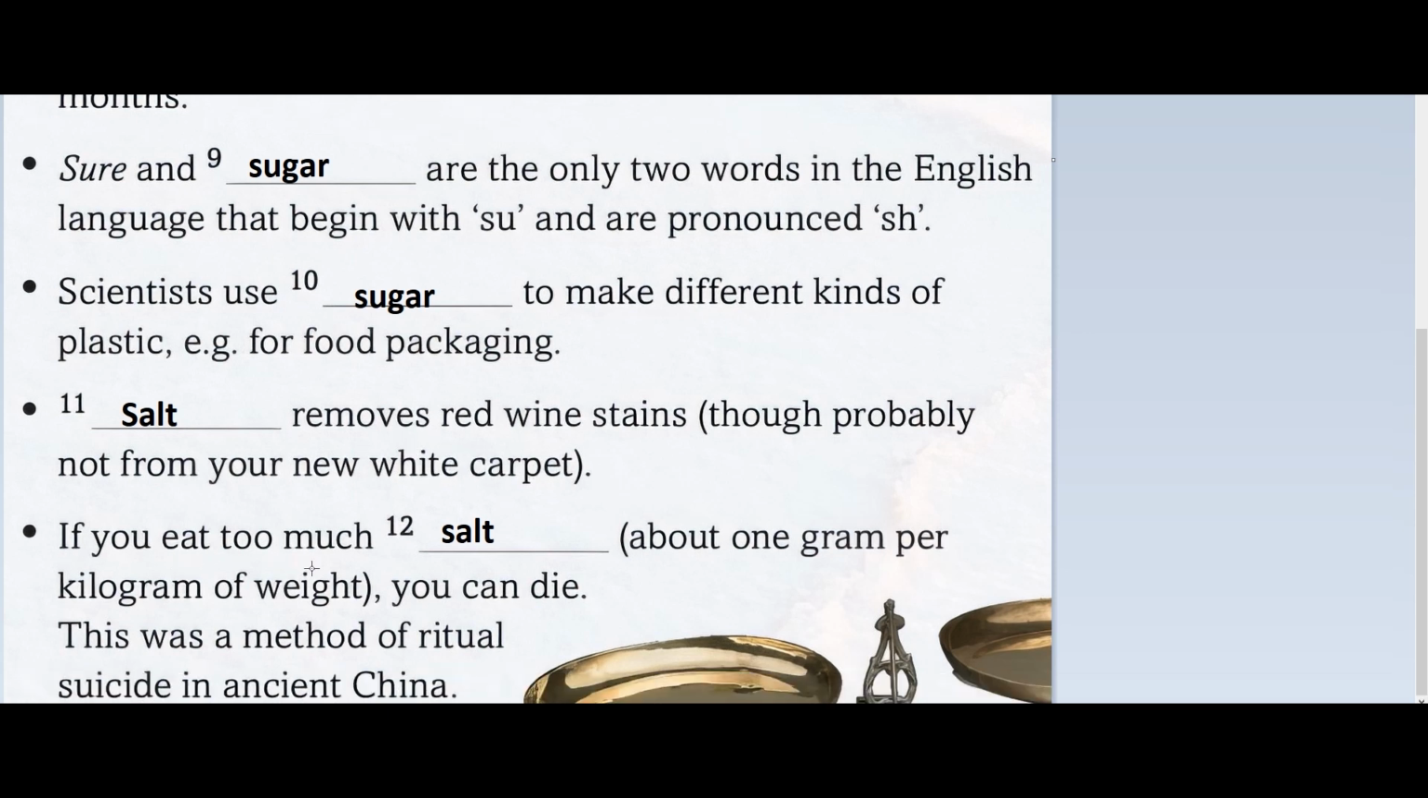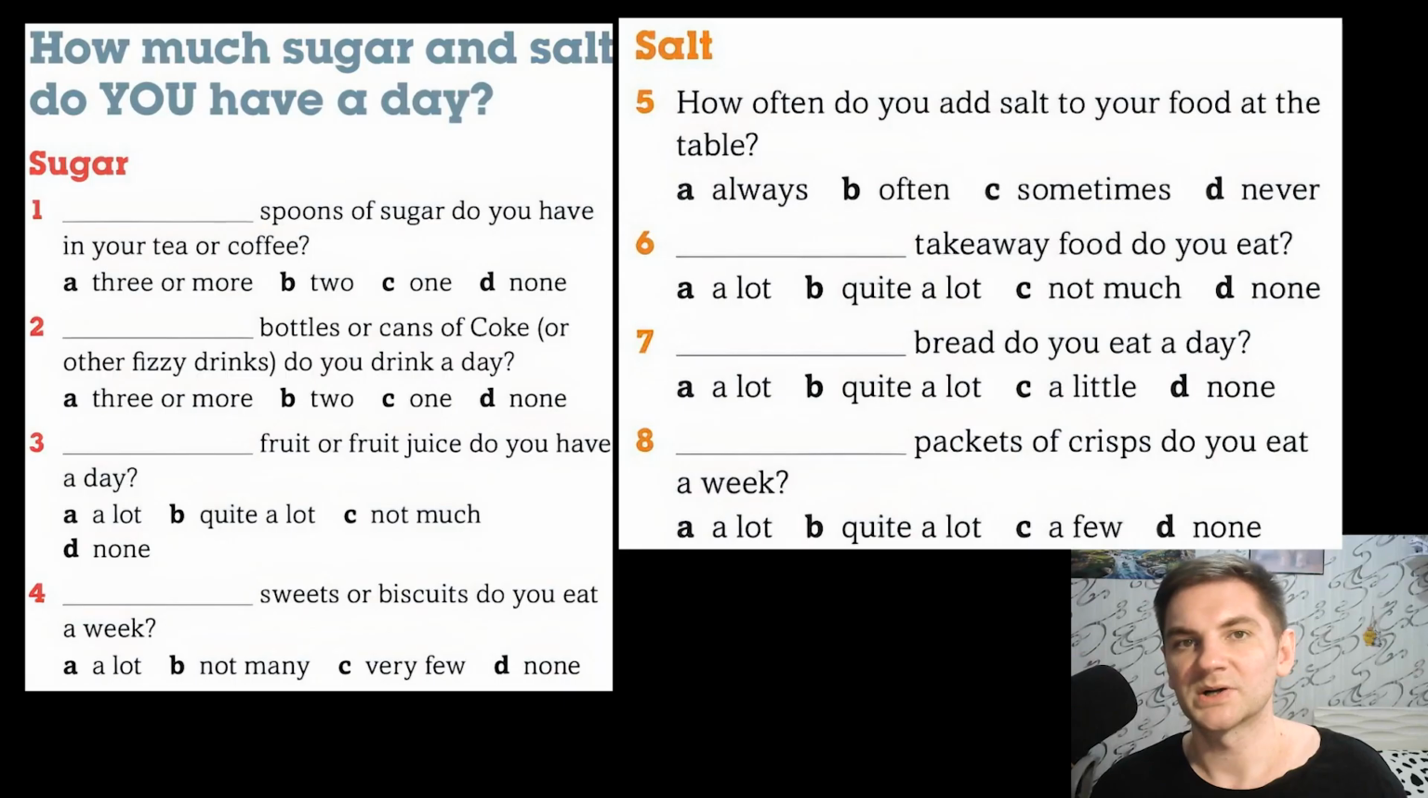Если вы съедите слишком много соли, 1 грамм на килограмм веса, вы можете умереть. И это был метод ритуального самоубийства в Древнем Китае. Ancient — это Древний Китай. Вот такие вот 12 фактов. Было интересно. Надеюсь, теперь вы поняли все на 100%. Можно идти дальше. Part number 5.